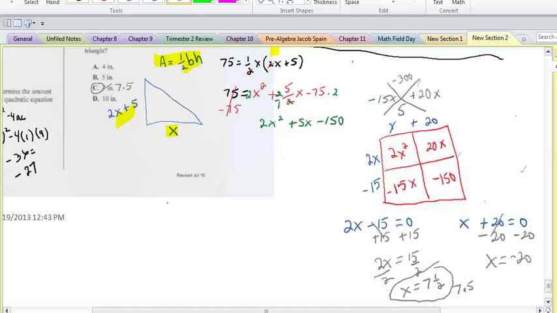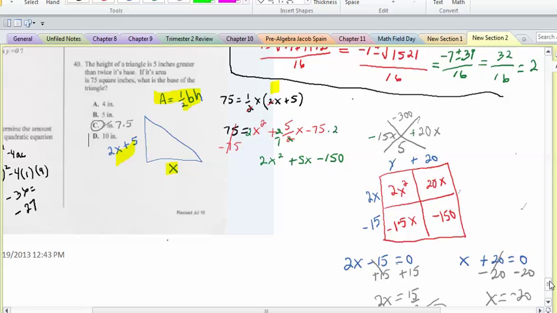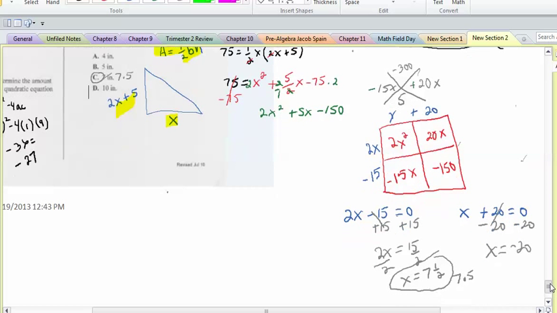I cannot have a negative in area, or length. What am I trying to find out? I'm trying to find out the base. So I can't have a negative in a base, so I know it's not the negative 20. So I took 15 divided by 2, I got 7.5. And unfortunately there was no 7.5 over there, so I changed letter C to 7.5.